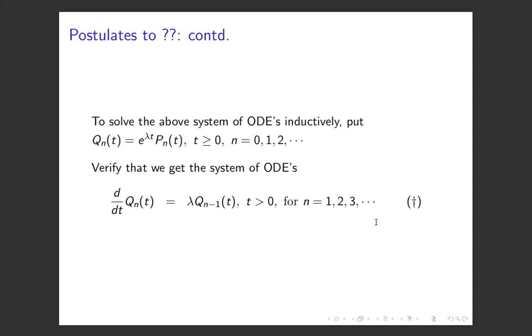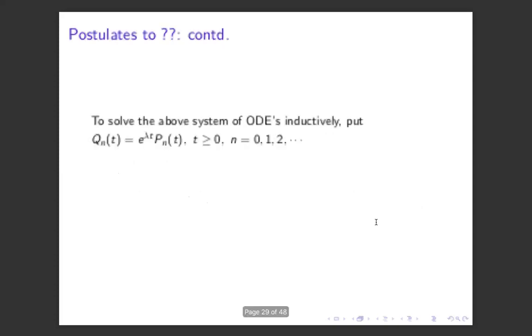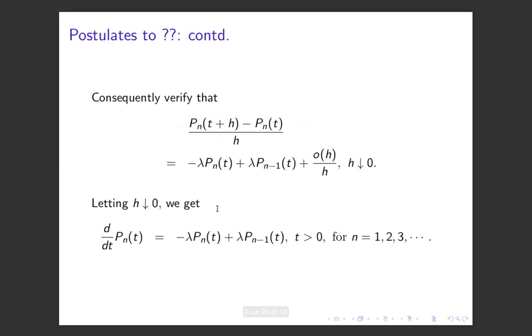So, how did we get this thing? d by dt of Q sub n(t) is equal to lambda times... you differentiate this with respect to t. Okay. Then you get lambda times e to the power lambda t times P_n plus e to the power lambda t times P_n'. And then use the previous equation, the relationship that we had. Okay. Yeah, good. Ask some questions like that.